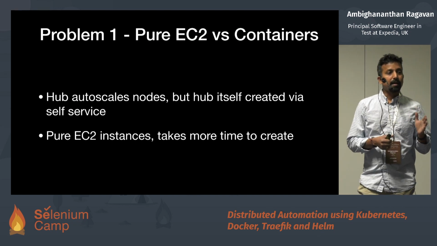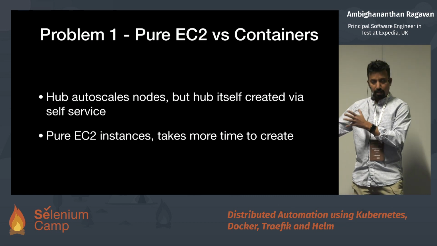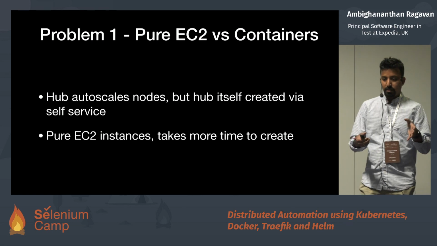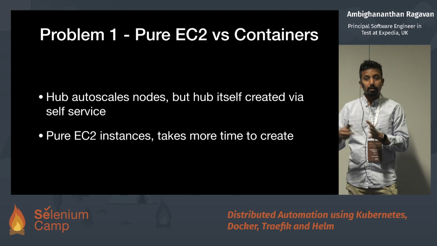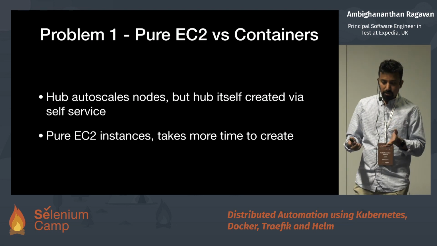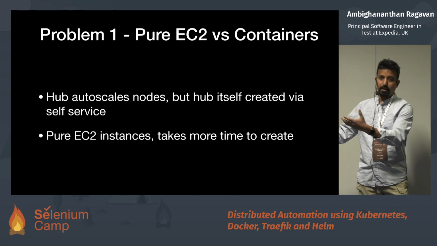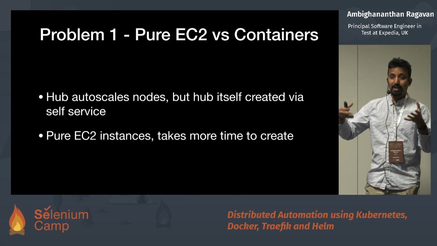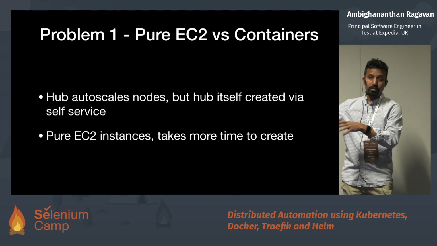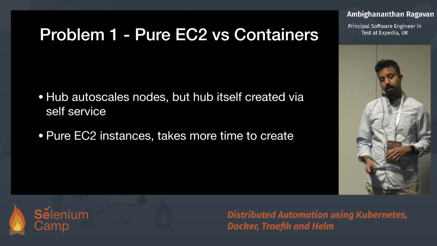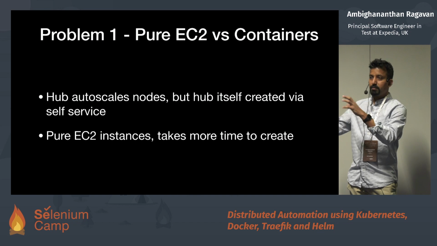So I'm going to take some time to discuss the problems that we have in the current setup for the new challenges. Problem one: our solution, even though it's worked pretty well for the last 5 years, is based on pure EC2 and not container based. And what is the problem because of that? At the moment, the hub can automatically autoscale the nodes and attach them to itself, and you can run tests. But the hub itself, you have to manually create using a self-service and go and configure your Jenkins job to run your tests against that hub. So you can't create hubs on demand and then use them.